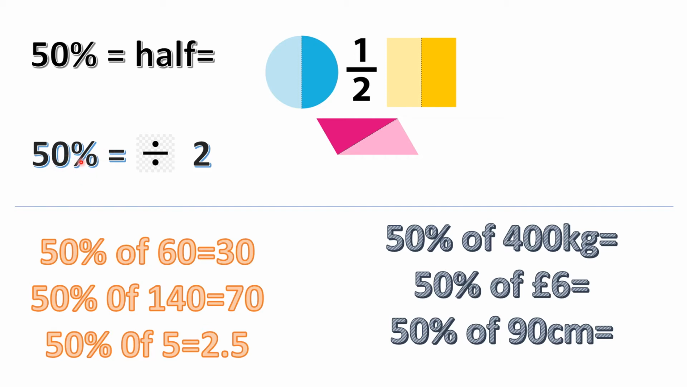So when you want to work out 50% of a number, you just divide by 2, because halving a number is dividing by 2. Let's have a look at some examples. 50% of 60, well, half of 60 is 30. 50% of 140, I know what half of 140 is, but if you didn't know what half of 140 was, you can see the number 14 in there. What's half of 14? Half of 14 is 7. So half of 140 must be 70. 50% of 5. Now you get a decimal number because 5 is an odd number. Half of 5 is 2.5.